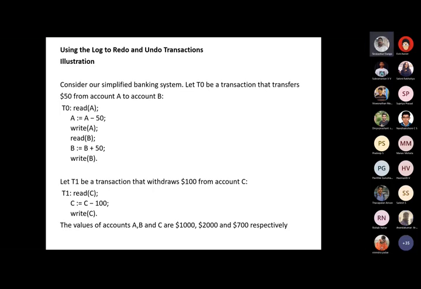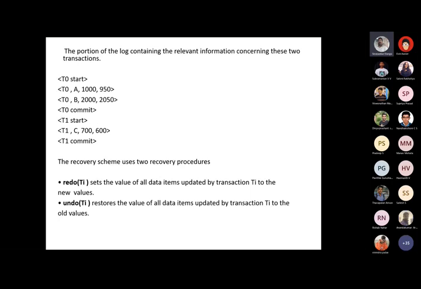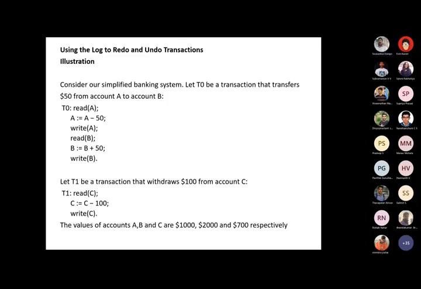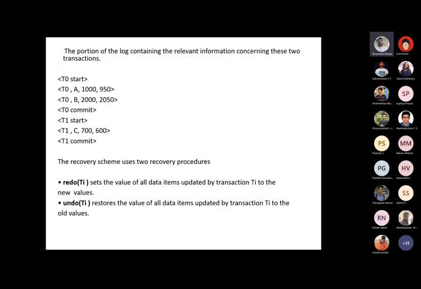You are going to represent this by means of log records: T0 start, T0 A, the initial value was $1,000 for the variable A, and the new value is $950, and so on. This is the log record you should generate corresponding to this transaction. Whenever there is a write operation, you generate a log record of this format: T0 start, T0 A, $1,000, $950, T0 B, $2,000, $2,050, T0 commit, and so on.